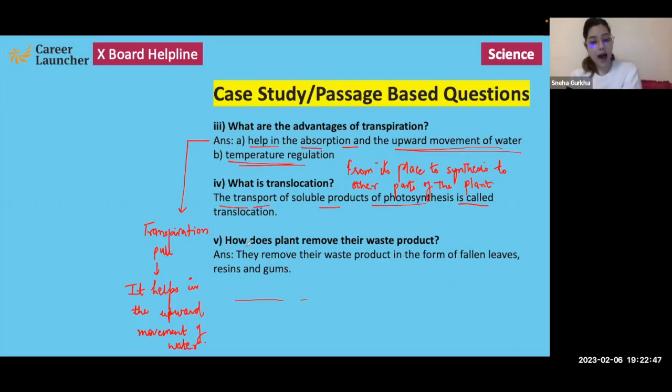Last part, how does plant remove their waste product? So plants, obviously, they do not have a well-designed excretory system like us. So basically, they store their waste in certain old leaves, or they store their waste in the form of resins and gums, right? So plants remove their waste product in the form of fallen leaves, resins, and gums. Okay.